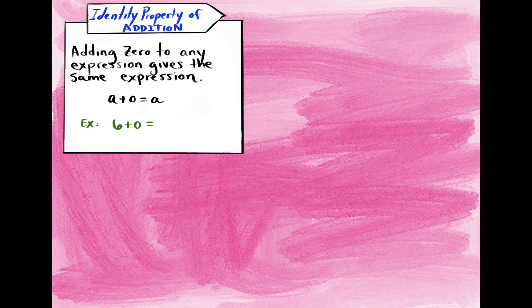The other property is the identity property of addition. And all that says is that if you're adding 0 to any expression, you're going to get the exact same expression. You're adding 0, so nothing happens. Okay, that's the identity property. So 0 plus a, you get a. 6 plus 0, you get 6.